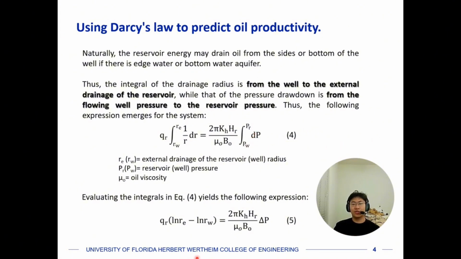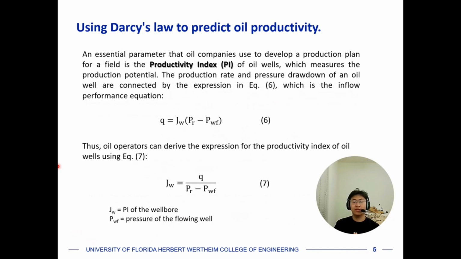And then after some easy algebra, we get Q_r times log r_e minus log r_w equals 2 pi k_h h_r over mu_o B_o delta P. And here, delta P means the pressure drawdown. And then what we want is to predict oil productivity. So we have to know how to calculate it.